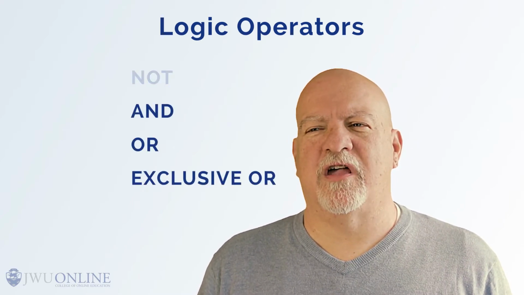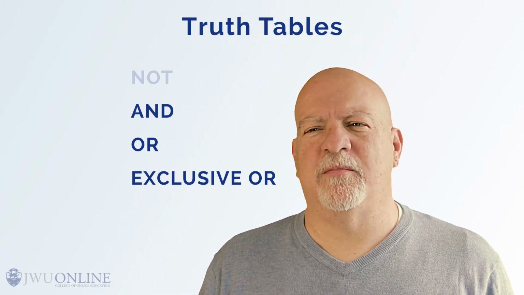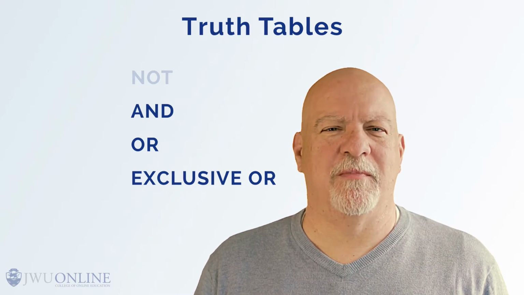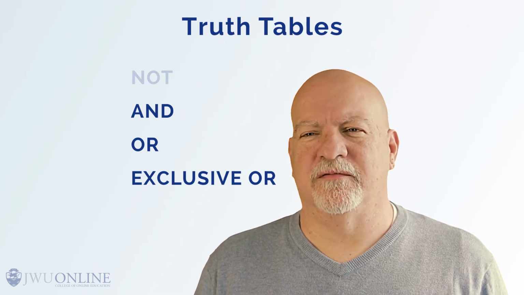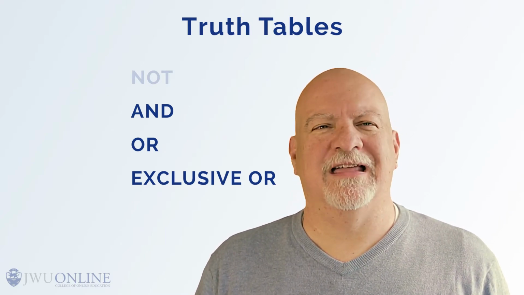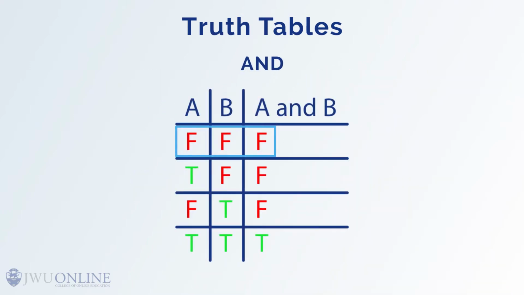For the rest, we need to look at what are known as truth tables. A truth table takes a pair of hypothetical conditions, let's call them A and B, and the truth table applies the logic expression and tells you the result. Let's look at the truth table for a logical AND. When A is false and B is false, then A logical AND B is false. When A is true and B is false, then A logical AND B is false. When A is false and B is true, A logical AND B is false. But when A is true and B is also true, then the result of A logical AND B is true.